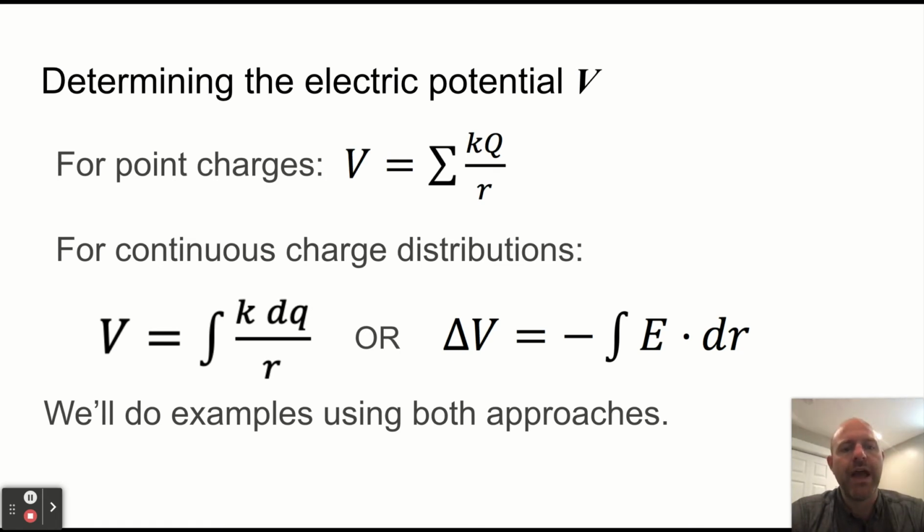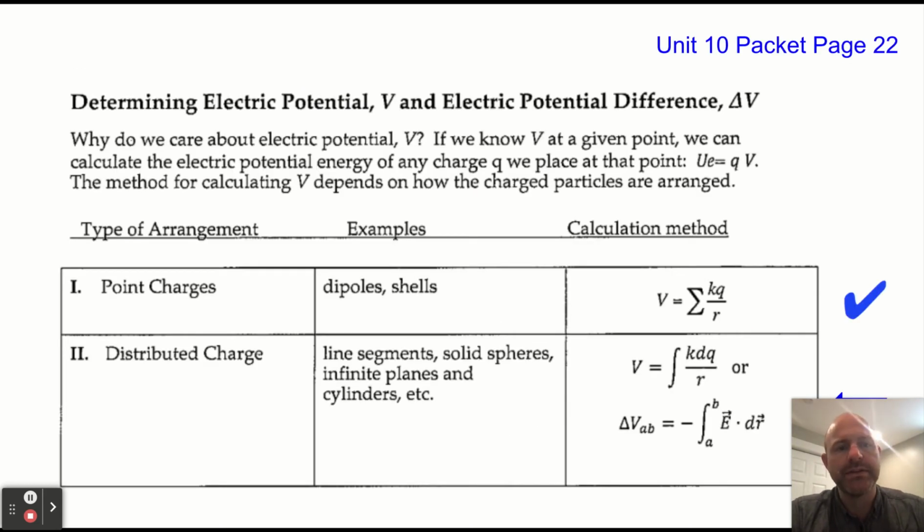Or we will use the fact that we determined that the change in potential is the negative of the integral of E dot dr. That was going back to our work in energy relationships and realizing that the electric force and the electric field and the electric potential energy and the electric potential change, which is like work, are related to each other in the same way. So we're going to look at examples using all the different methods.